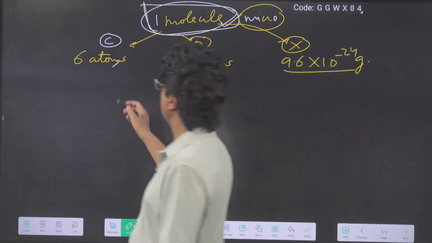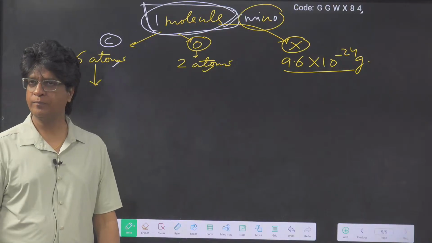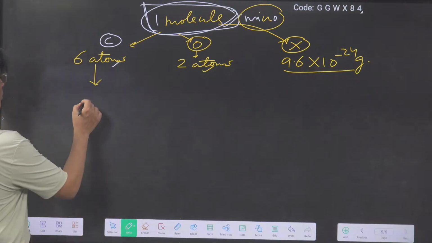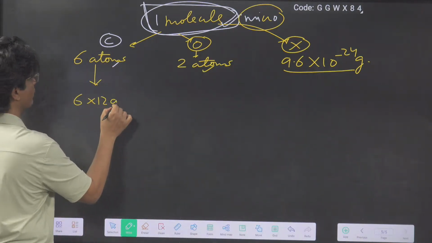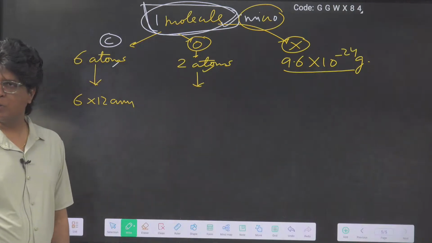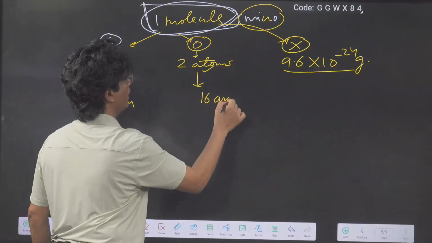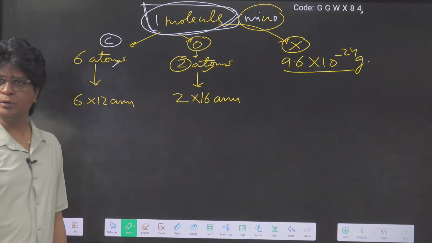Right, let's see now. 6 atoms of carbon will have how much weight? 1 atom of carbon has 12 AMU, so 6 into 12 AMU. What is the weight of 2 atoms of oxygen? 1 atom of oxygen is what? 16 AMU. And how many atoms am I having? 2 of them. So multiply by 2.